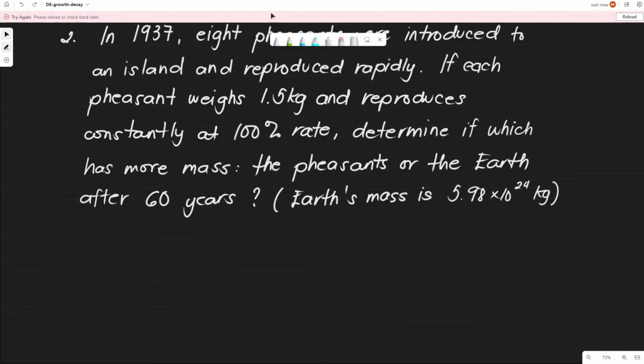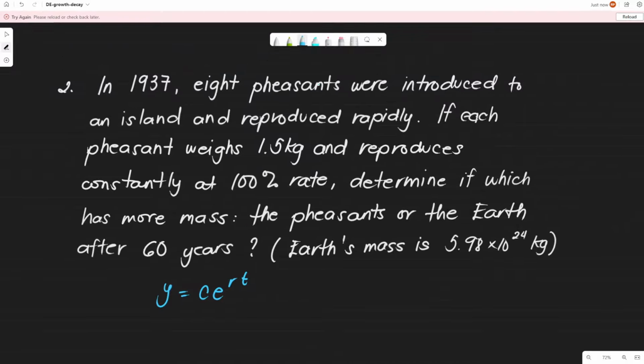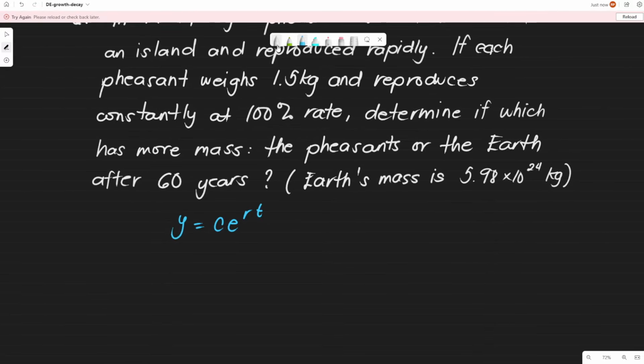So we have our working equation, y is equal to C e raised to rt. This is already growth, hindi na po ito decay kasi reproduced, meaning dumadami. Yun yung mga keywords na kailangan ninyong tandaan. Okay, sabi, in 1937, eight pheasants were introduced to an island and reproduced rapidly. So, ang T0 natin, of course, is 0, kasi initially nga.